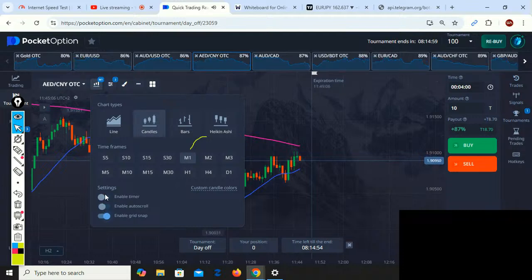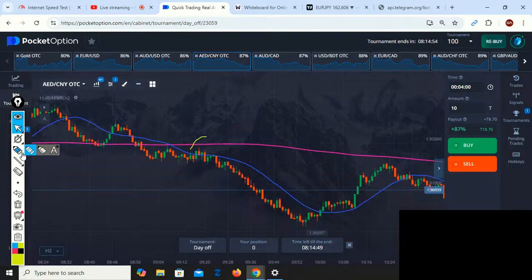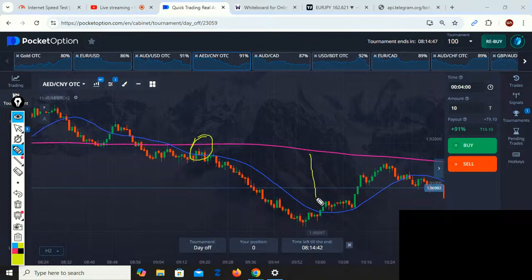Enable auto scroll, enable timer. And here you have your 20 and 200 moving average very close together. This is your narrow state. This is a wide state. You see the 20 moving average moved far away in distance from the 200, wide state. And see that, back to narrow state over here.